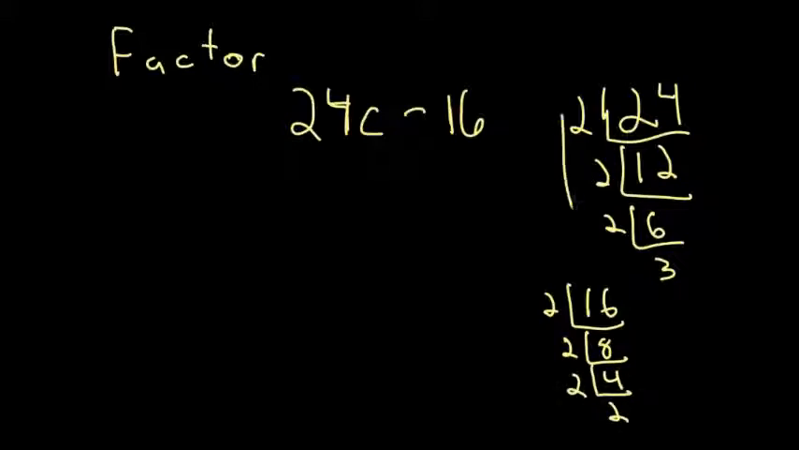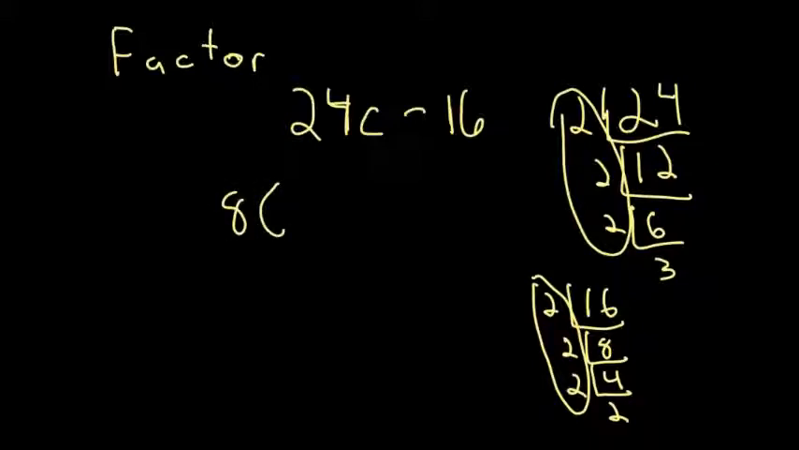So I have in common 3 2's. So 2 times 2 is 4, times 2 is 8. So my greatest common factor there is 8. So I'm going to take that out. And what I had left of the 24 is a 3. So I'm going to have 3c minus, and what I have left of the 16 is a 2. So I got 3c minus 2.